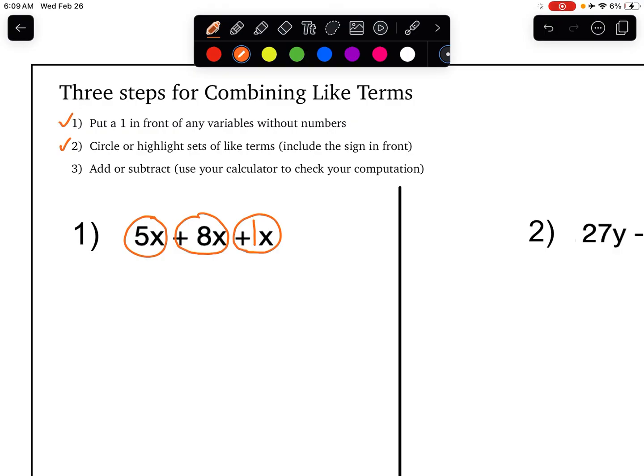Okay, so now we're just adding. You could use your calculator. I think for this one, it's actually pretty simple. We're just adding our numbers. So we're adding 5 plus 8 plus 1. I'm going to write this down, but this step you don't normally have to write down. You're just simply adding 5 plus 8 plus 1. So 5 plus 8 plus 1 is 14, and we have to remember to bring the x with us. All right, 14x is our final answer.